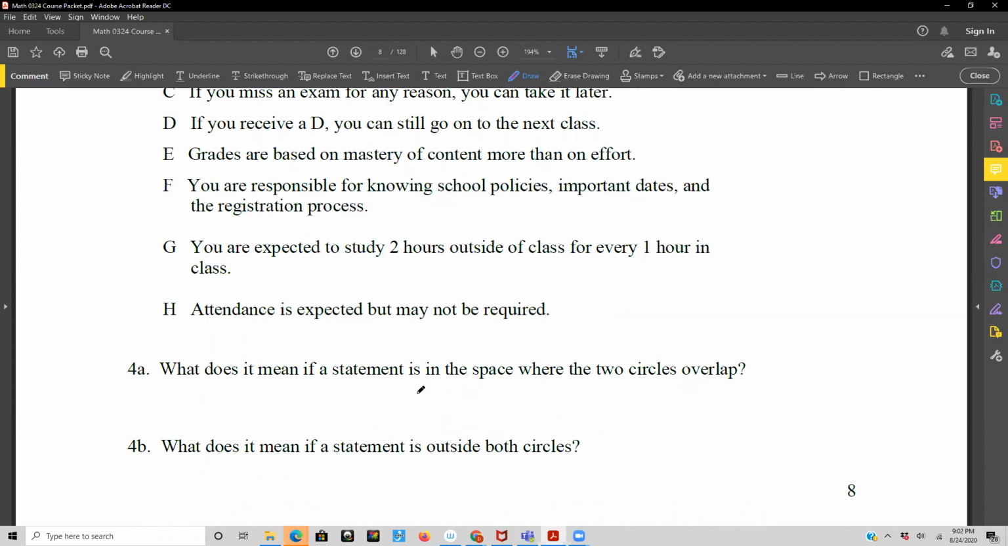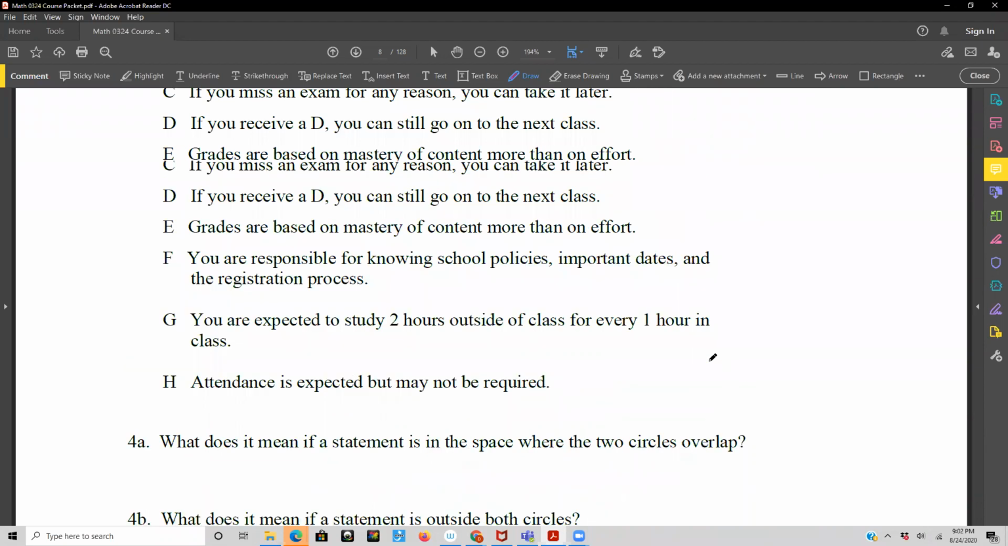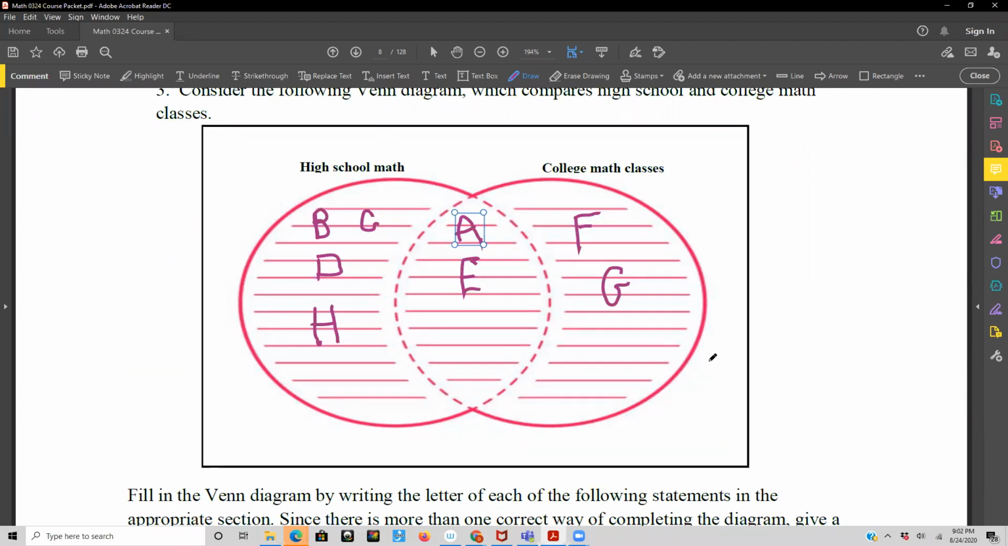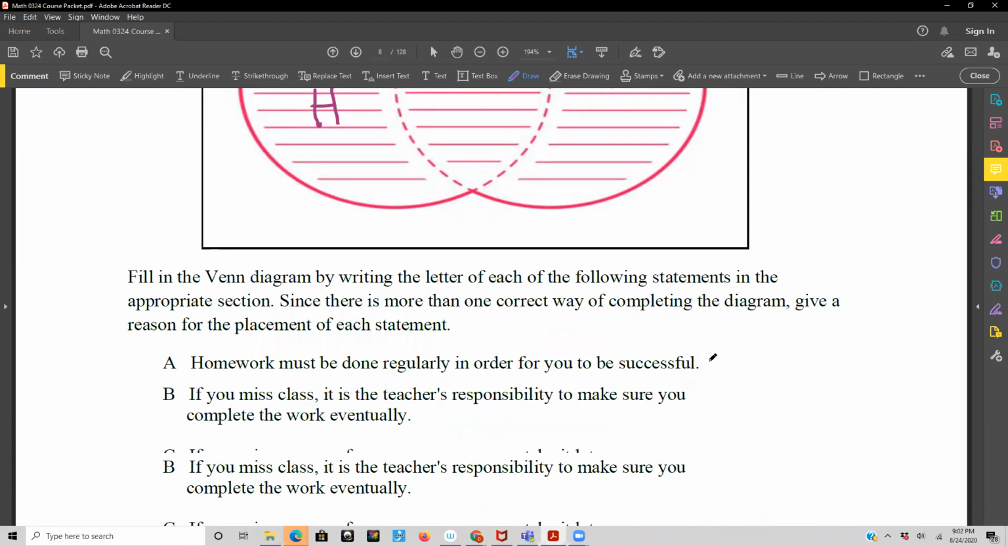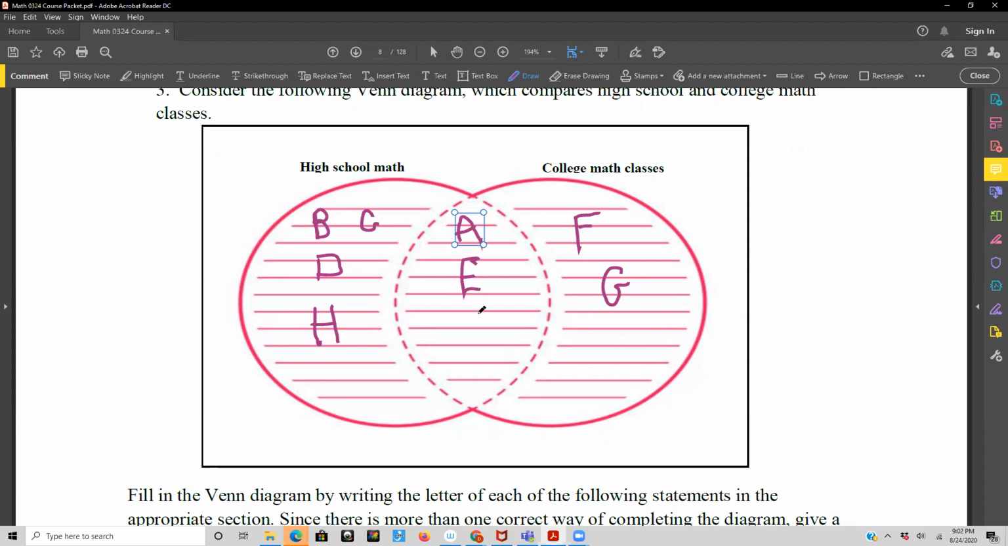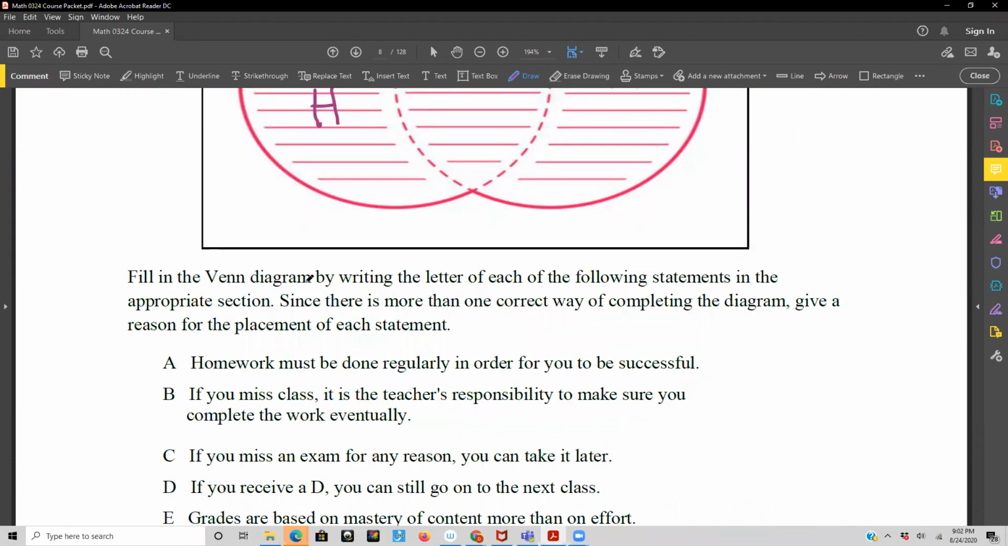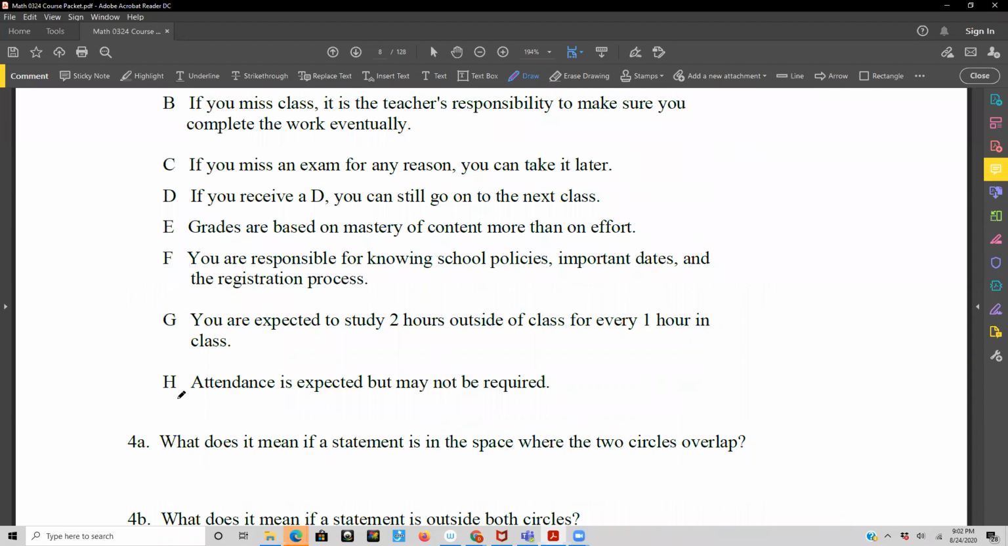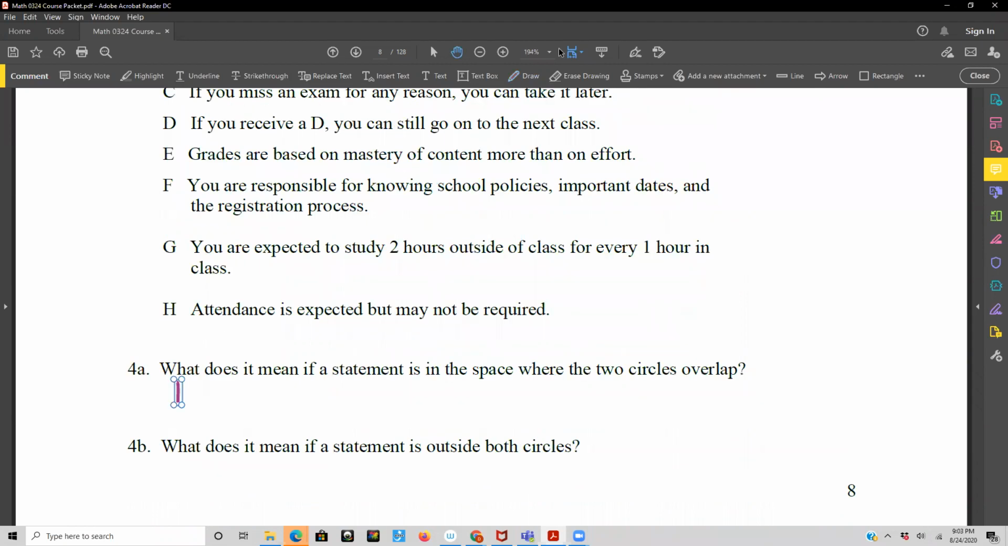Okay. What does it mean if a statement is in the space where the two circles overlap? Well, that's true for both of them, right? So in high school, homework must be done regularly in order for you to be successful, and in college, that's true also. So it's true to both high school and college.